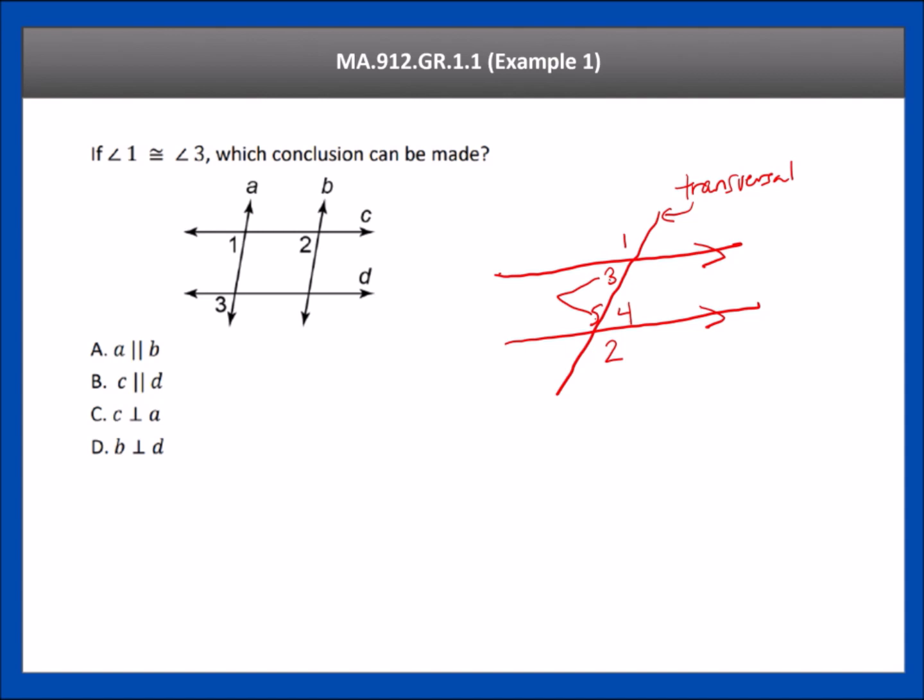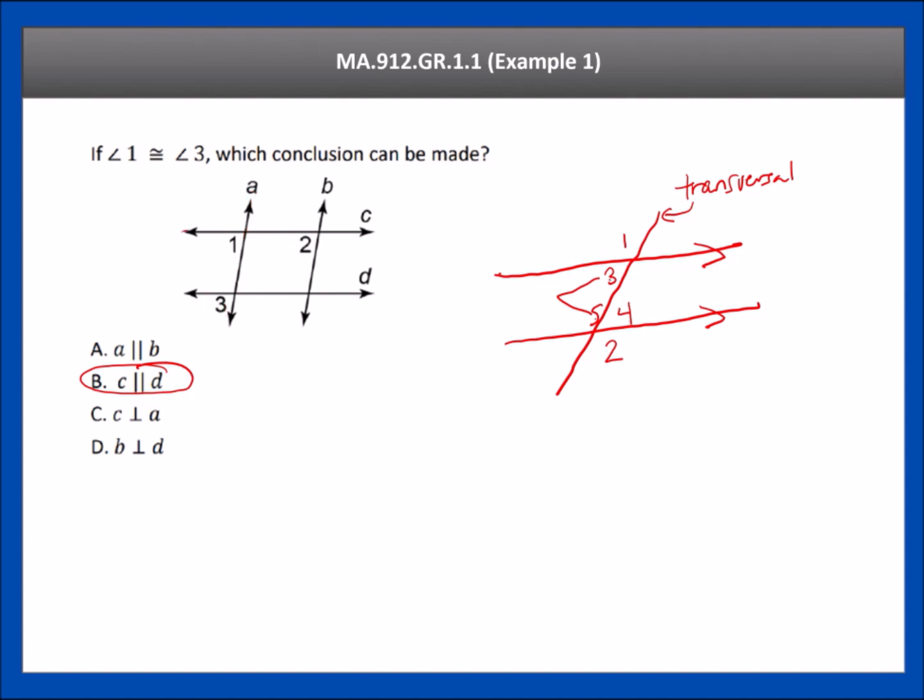So in this case, if we look at this example, 1 and 3, they tell you that they're congruent. If I just look at these two lines and transversal A, and I ignore B for a second, that forms the situation we see here. Well, 1 and 3 are corresponding. So if they're corresponding and they're congruent, that means that these two lines must be parallel. So C must be parallel to D.